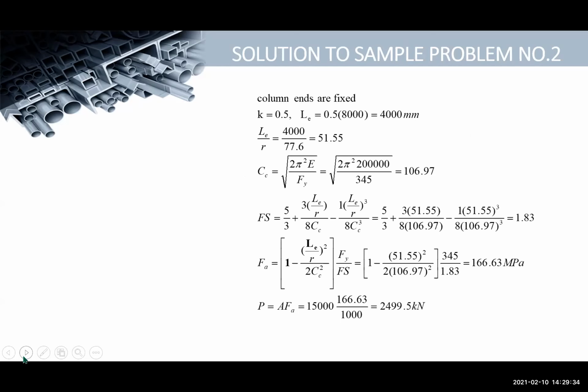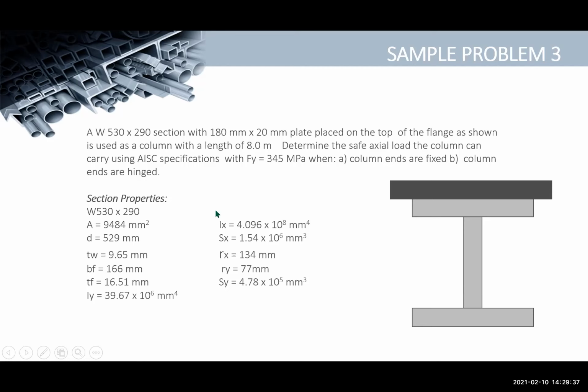Okay, let's try this problem, no? Here, this is a built-up section. Okay, so we have a W530 by 290 section with 180 by 20 mm plate placed on top of the flange as shown. So this is used as a column with the length of 8 meters.